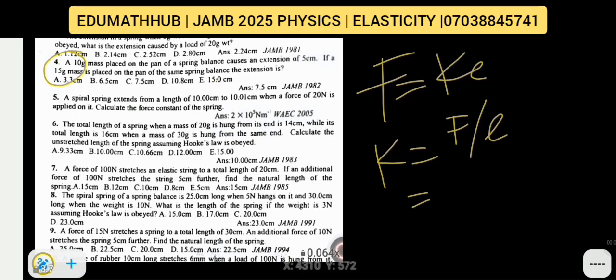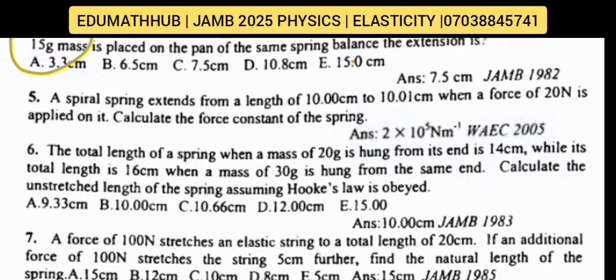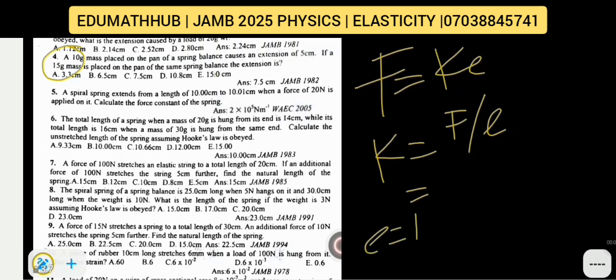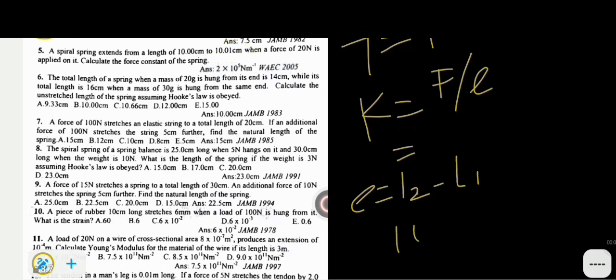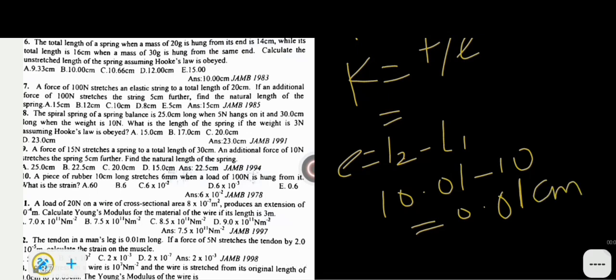So let's check. The length changed from 10 cm to 10.01 cm. So the extension there, you can easily find it. That is L2 minus L1. L2 in this question is 10.01. So 10.01 minus 10 will give you 0.01. So this is the extension, but this extension is in centimeter. You need to convert it to meters, so you divide this by 100.